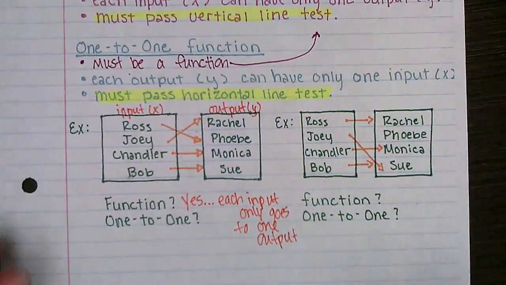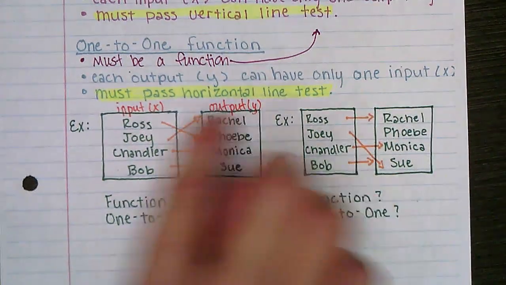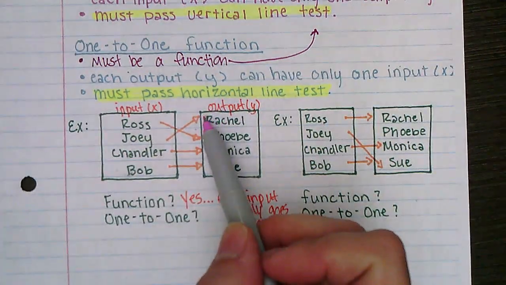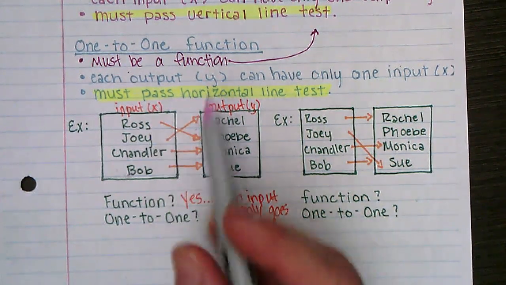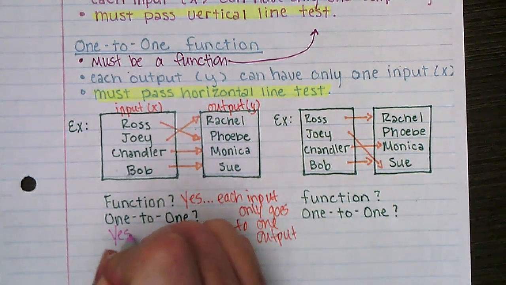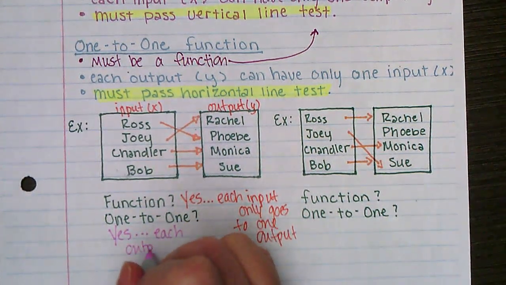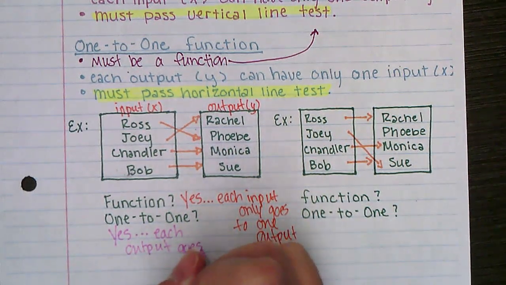Then is it a one-to-one function? So in a one-to-one function, each output can only be paired with one input. So Rachel goes to Joey, Phoebe goes to Ross, Monica goes to Chandler, Sue goes to Bob. So it is one-to-one because each output goes to only one input.